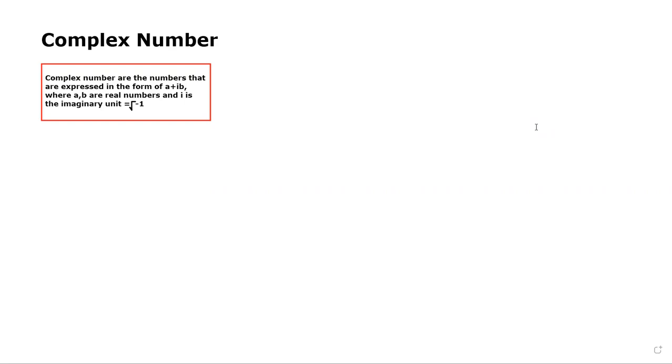Today we will discuss complex numbers. Complex numbers are numbers that are expressed in the form a plus ib, where a and b are real numbers and i is the imaginary unit, which is equal to the square root of minus 1. For example, 5 plus 4i or minus 1 plus 3i.